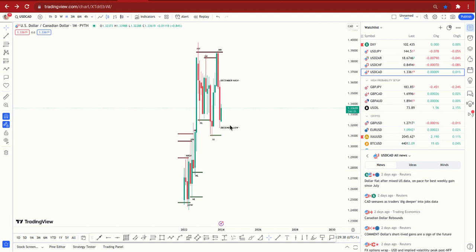We'll be looking through USDCAD expectation for the week. This is week 2 of January.